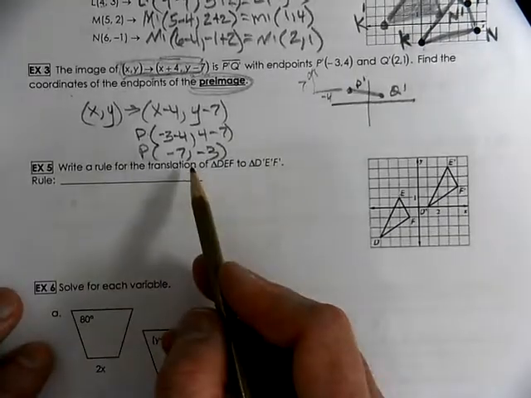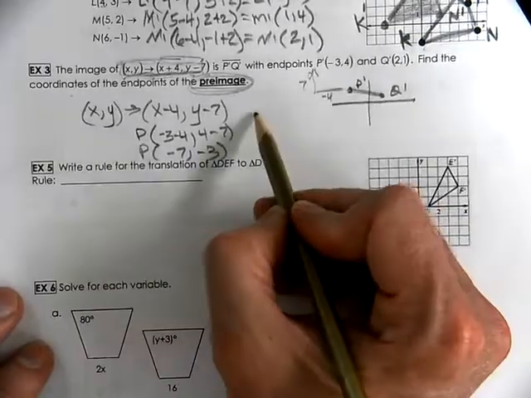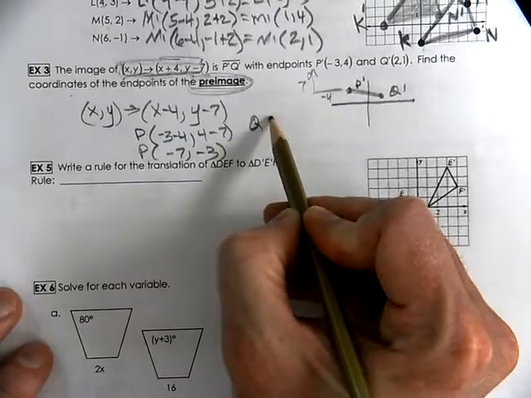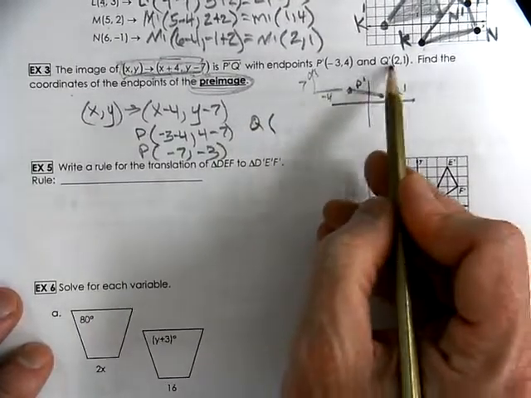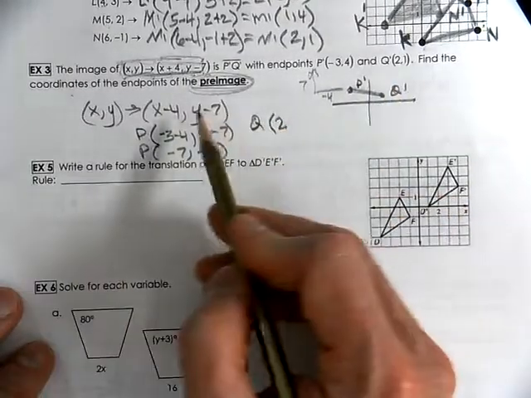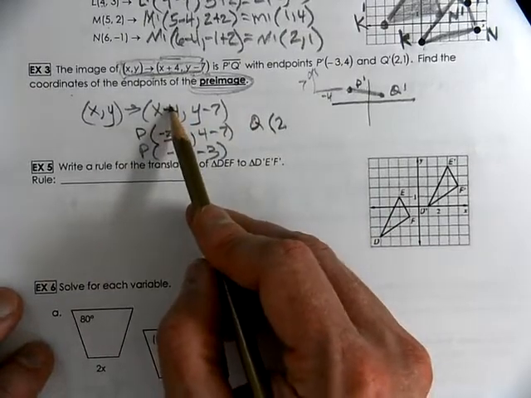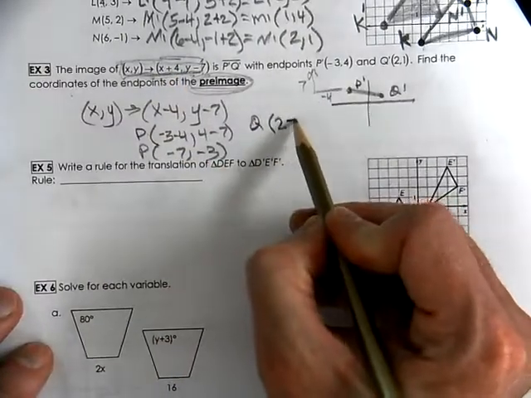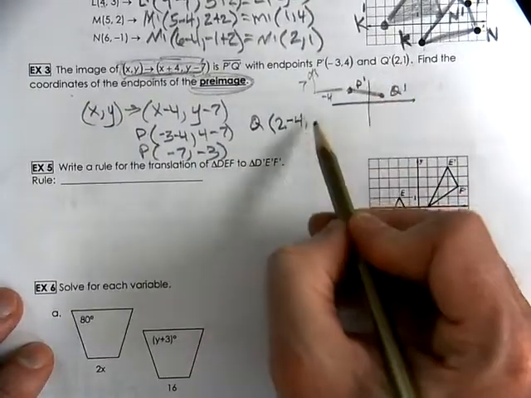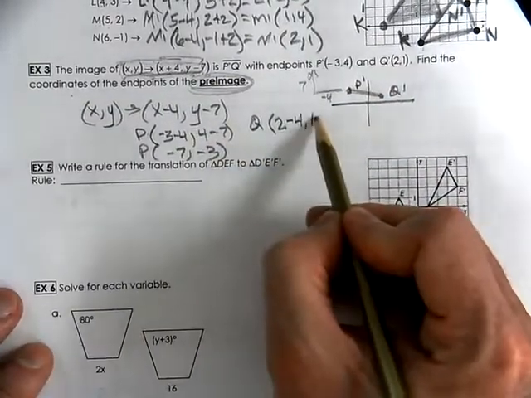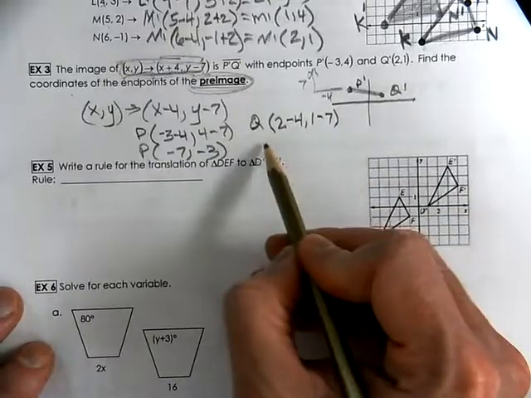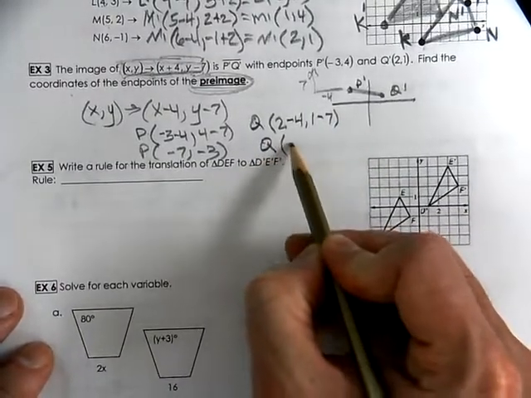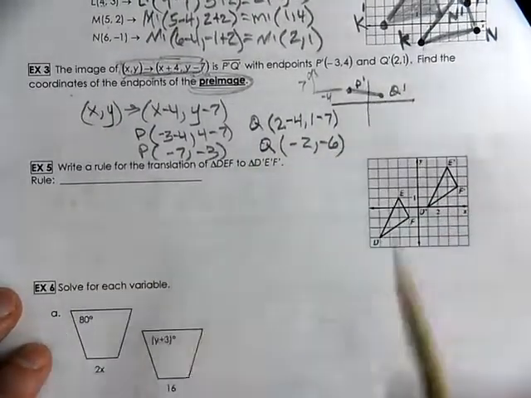That's our P location. And our Q location, we take our x value, which is from our prime, and we subtract, because that's the opposite of what we were doing from the original rule. And our y is 1, and we're doing the opposite. So our Q is going to be -2, -6.